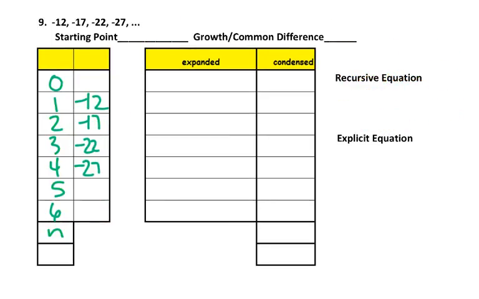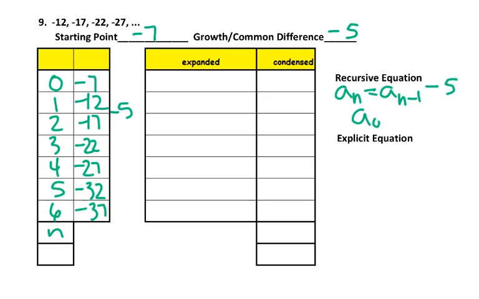Alright, now number 9. You should have seen you're subtracting 5 each time, so negative 32, negative 37, going backwards, negative 7. So the start is negative 7, common difference of negative 5. A sub n equals a sub n minus 1 minus 5. A sub 0 equals negative 7.